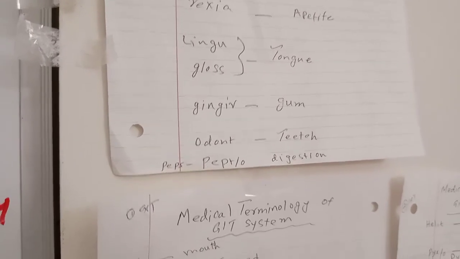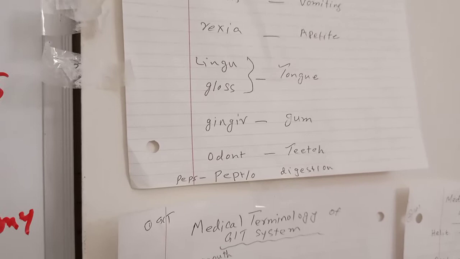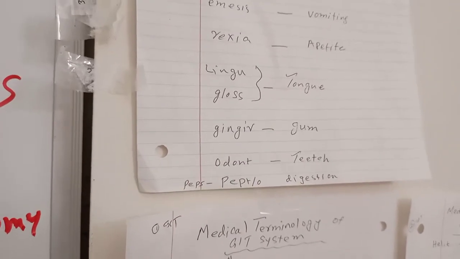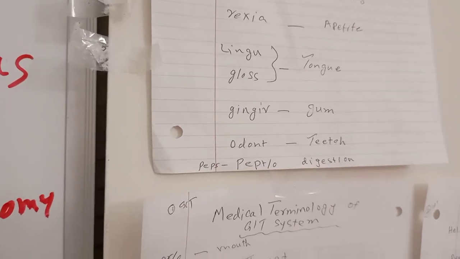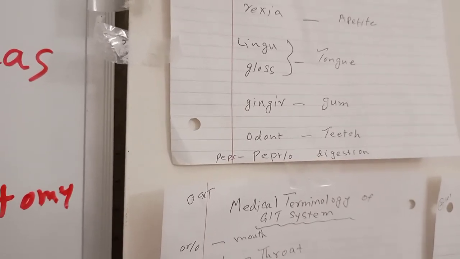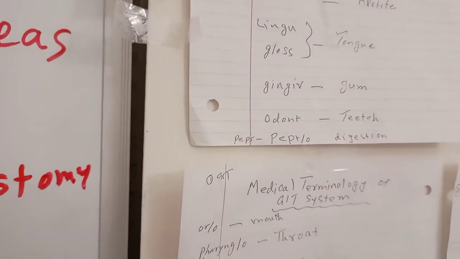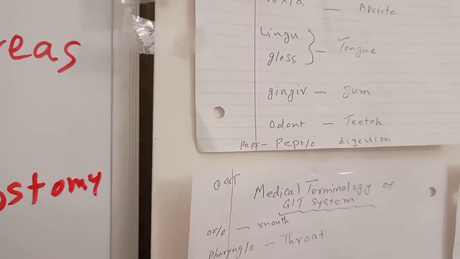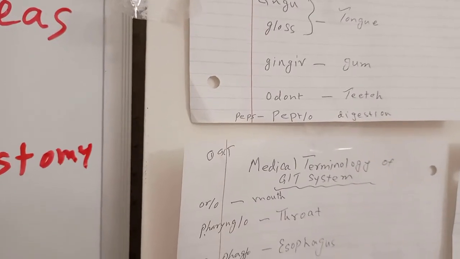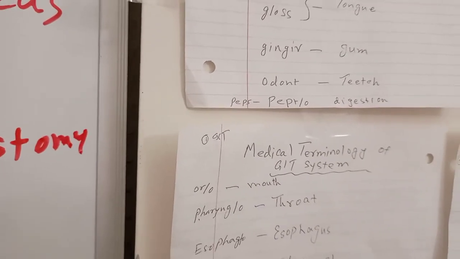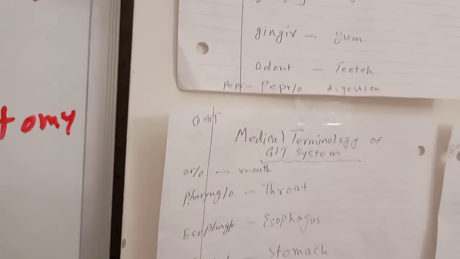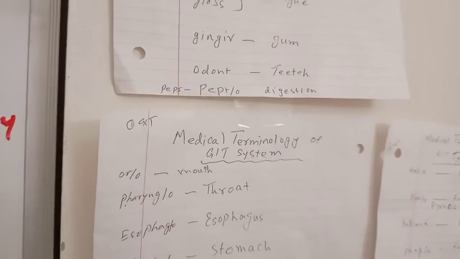Rexia, appetite. Anorexia, condition of no appetite. Anorexia, no appetite. Lingu and gloss, these are two word roots for tongue. Glossitis, glossectomy, sublingual. Gingiva, gum. Gingivitis, gingivectomy, surgical removal of the part of the gum. This will regenerate by itself like liver.